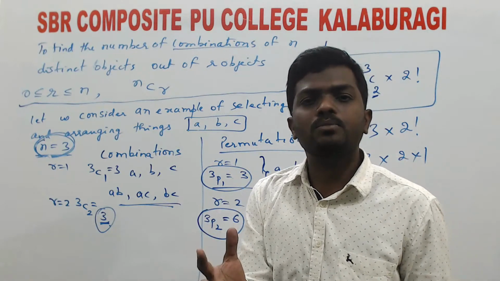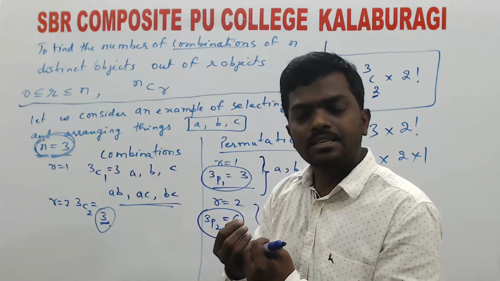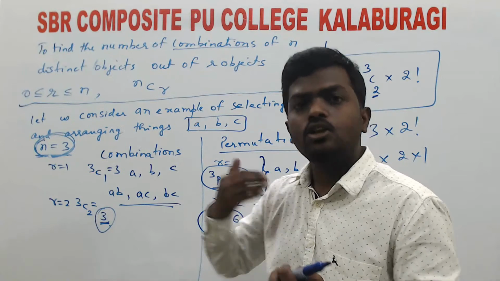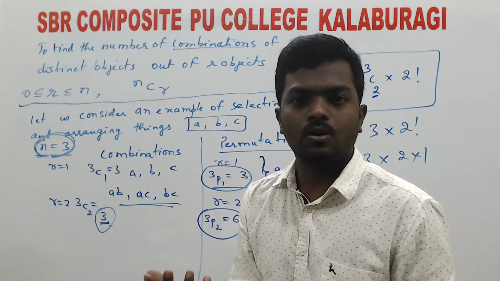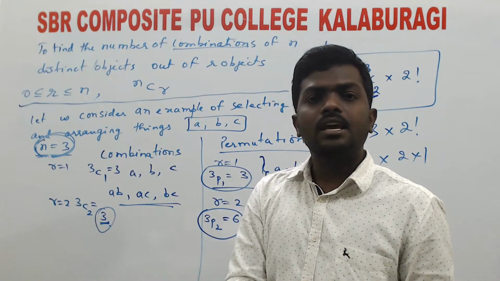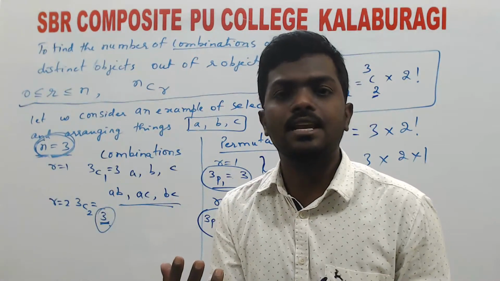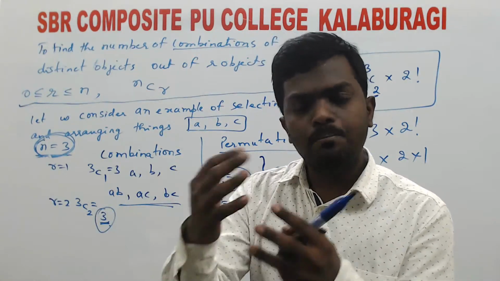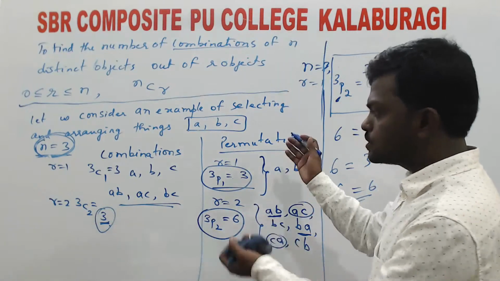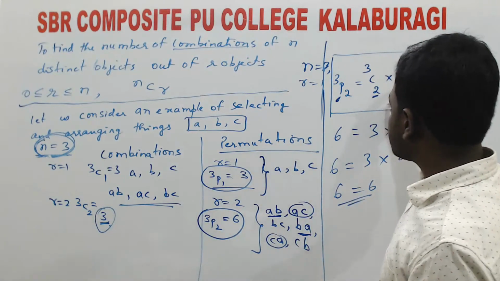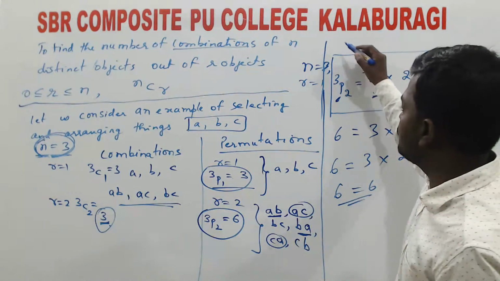So what is permutation? Selecting things, and after selection you are arranging those things. Just a selection is a combination, but selecting and arranging those things is nothing but a permutation. Is that clear, students? Similarly, you can write down a general way also.